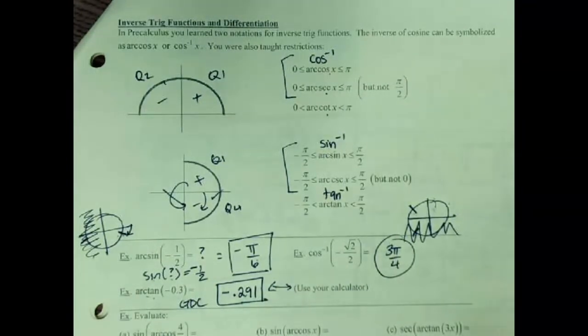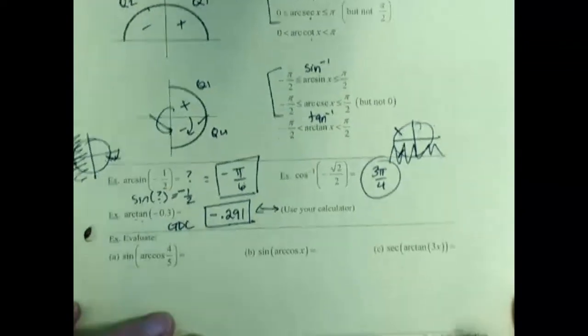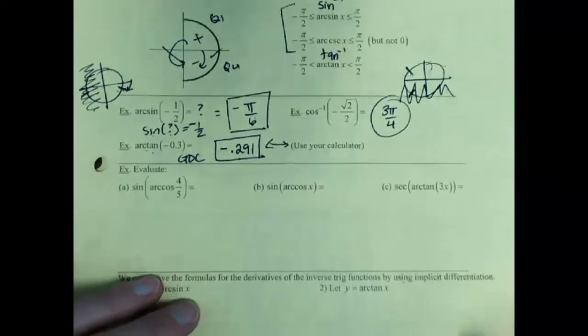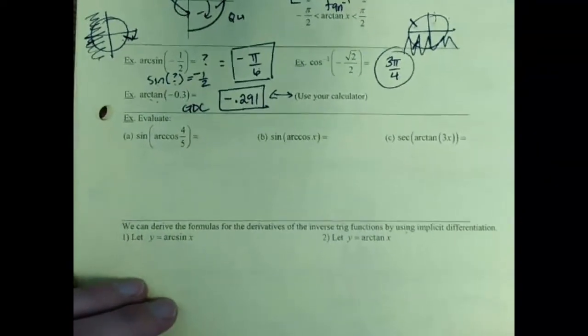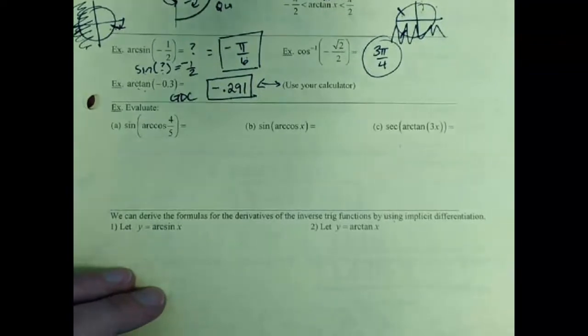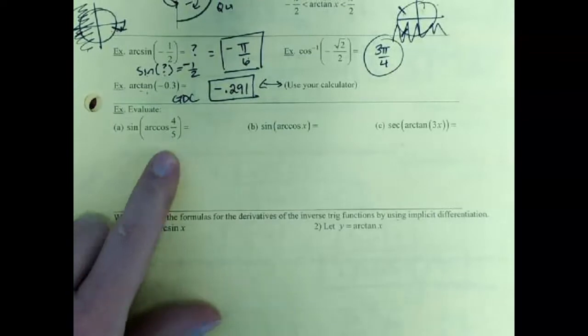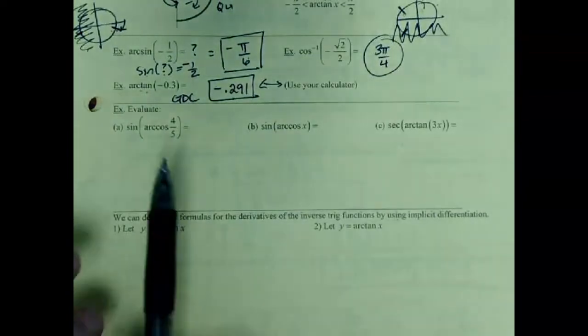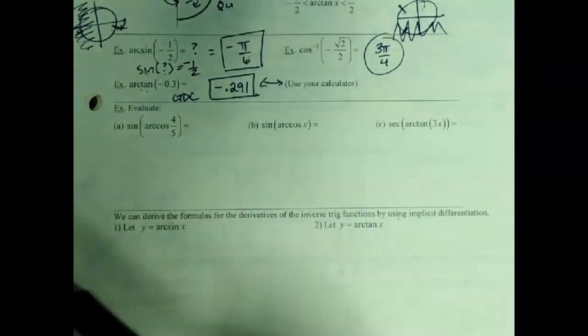All right, so now let's do a little bit more pre-cal review, and this stuff is going to help us because when we go through and derive these formulas for the derivatives, we're going to use a similar process. So it says evaluate sine of arc cosine of 4/5. And you're like, okay, Mr. Bell, 4/5 is not a unit circle value. So I don't know what this angle is. Well, that's okay. You don't really even need to know what the angle is.